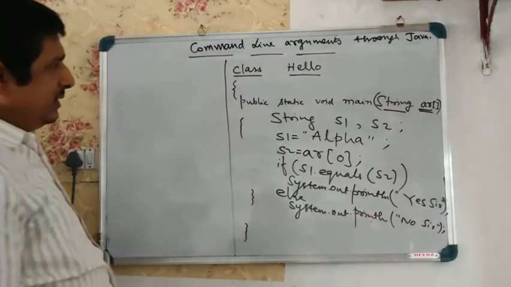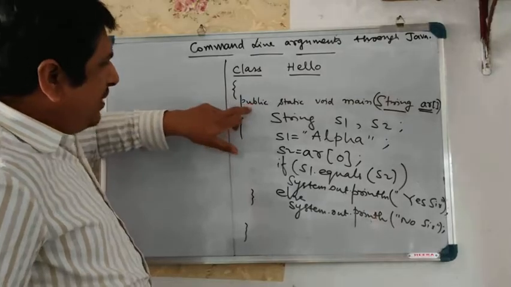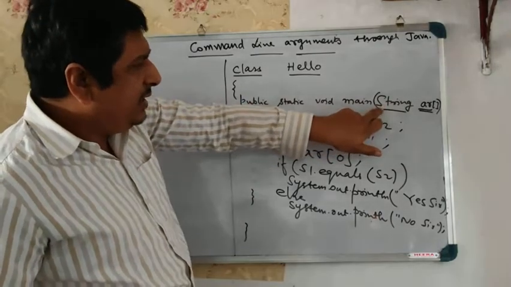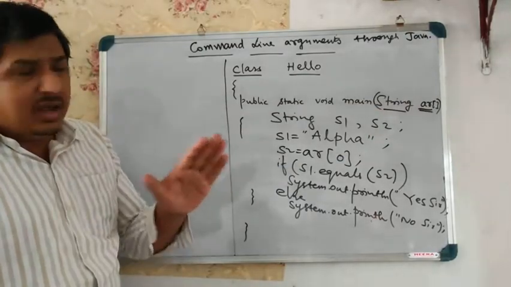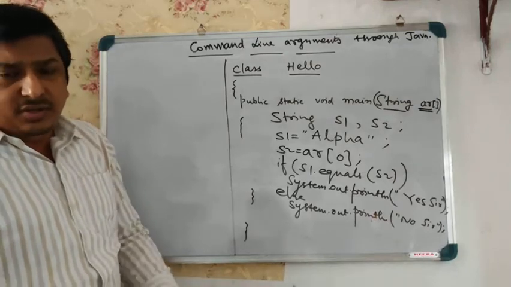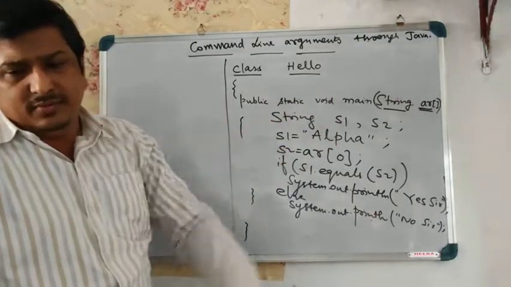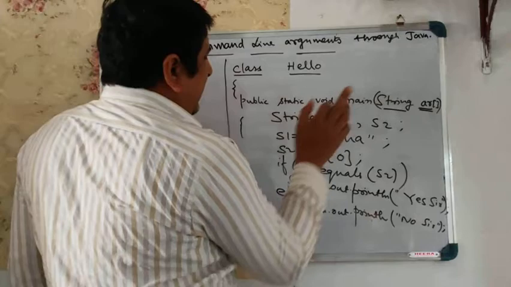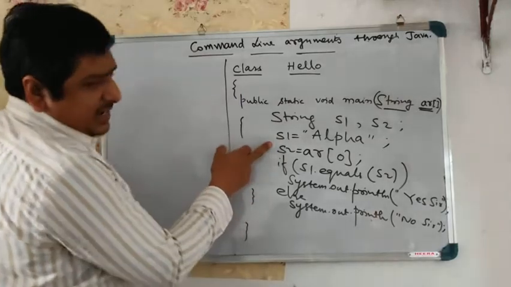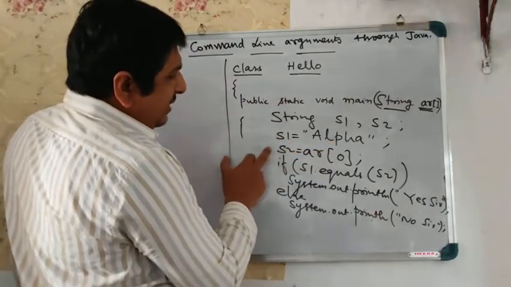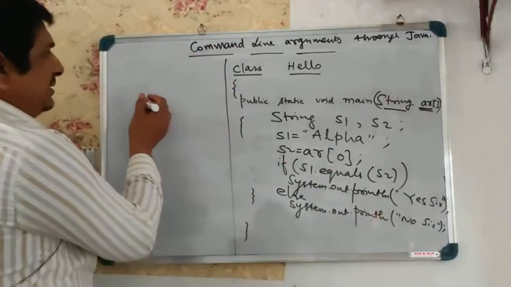So what we have done here is write a very simple program with a few lines of code. Class Hello, we have public static void main, and we have String. Remember, S is always capital. And one more thing to remember, in Java every class should have its first letter capital, so this is one way to identify it. And every method should have its first letter small. Now, public static void main. S1 is a reference, S2 is a reference, then I am assigning the value S1 equals alpha, and then S2 equals AR0. What is this AR0? We will see.